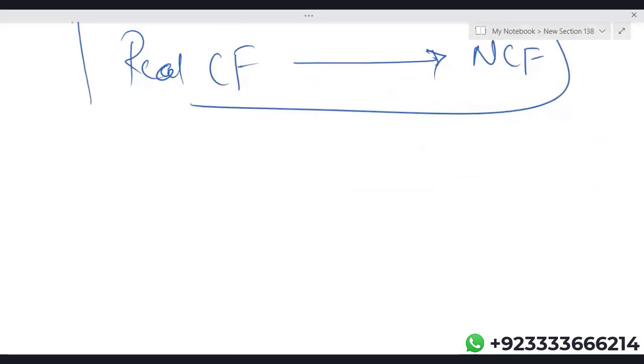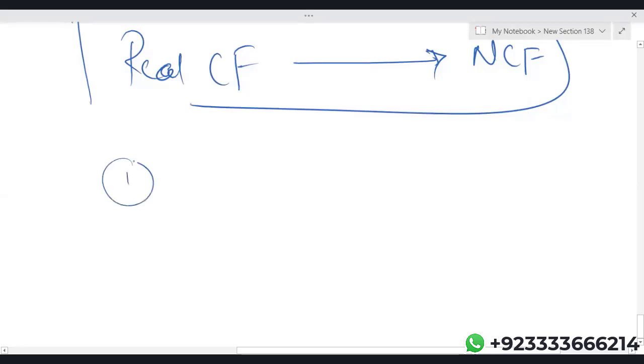Real means without inflation. Nominal means with inflation. There are a few other terms which can be used for the nominal cash flows, like money cash flow, monetary cash flows. So how do we convert real cash flows to nominal cash flows? Simply, how do we incorporate inflation to our real cash flows?